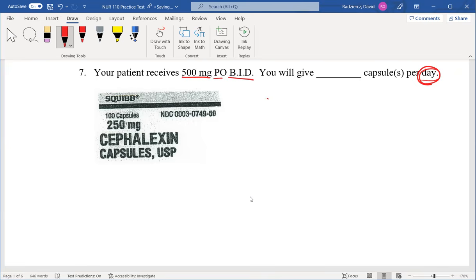Okay. So what I'm going to do is calculate my per dose first. My order is the 500 milligrams. My available is 250 milligrams, and that's per capsule, which gives me 2 capsules per dose. And since I'm going to give that dose twice, you're just going to multiply it by 2.